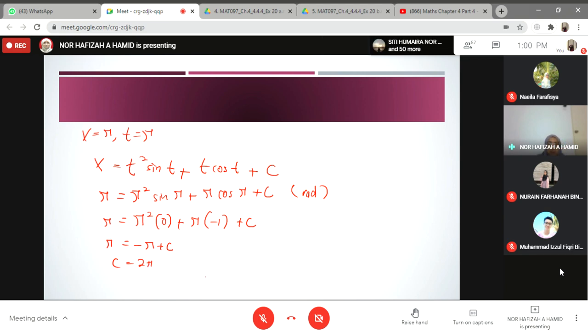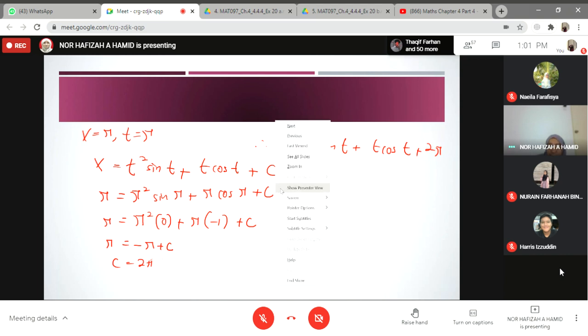Okay, so you dah c equal to 2 pi, substitute balik dalam you punya general solution. So you will get particular solution. So x plus with t cos t plus dengan 2 pi. Apa? Bukan, sorry. Apa dia? Bukan plus CT yang ujung. Plus CT. Equation. Plus CT. Okay. So ni plus CT kan? Oh sorry, betul. So ni plus CT. Betul lah. So plus CT.